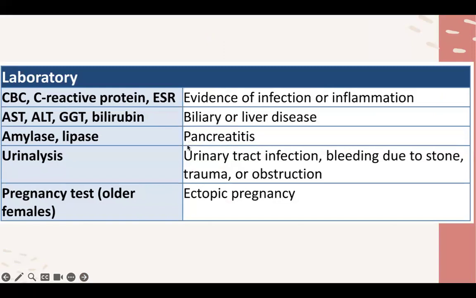Amylase and lipase for pancreatitis, urinalysis for urinary tract infection or cystitis, or other causes like lower back pain with hematuria. A pregnancy test for adolescents and older girls with a history of acute abdominal pain secondary to torsion or involvement of a hemorrhagic cyst.